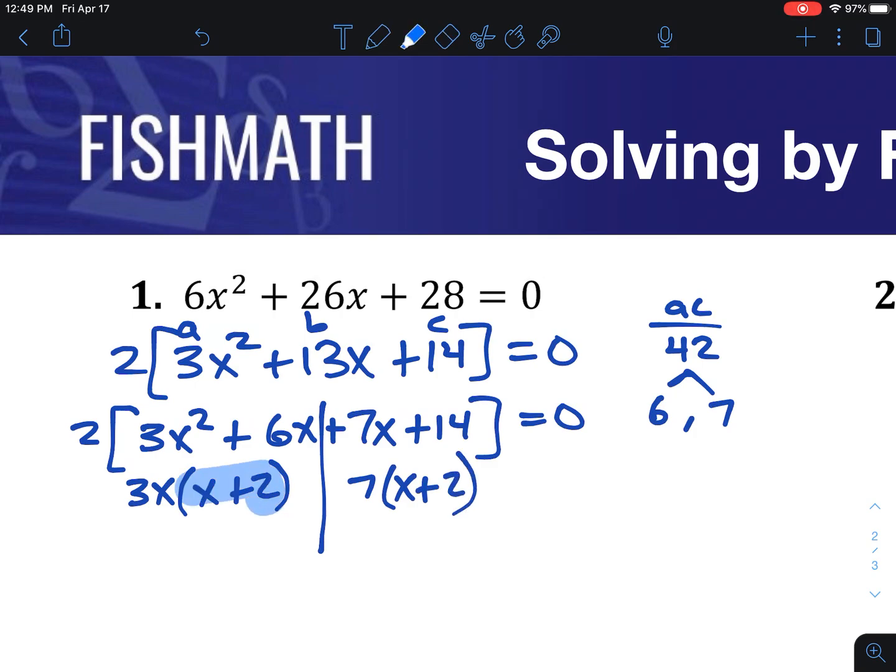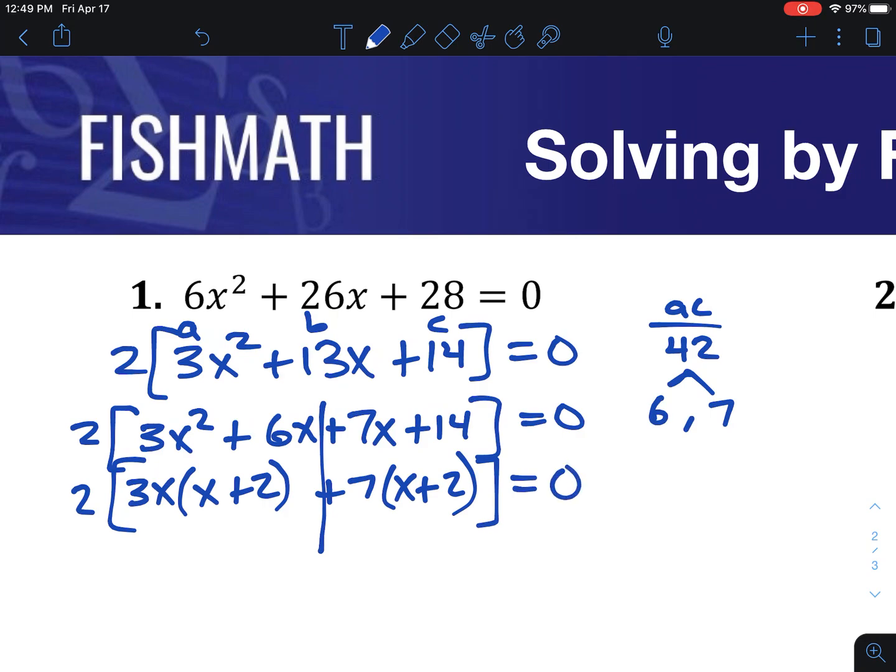The key is you want to make sure that these two always match. Otherwise, it's not going to be factored. Now, the 7 is really a positive 7, so put the plus on there. Bring down the square brackets and the 2 out front and the equal 0.